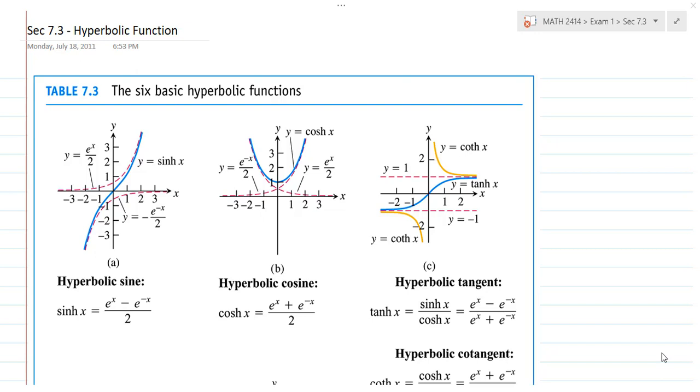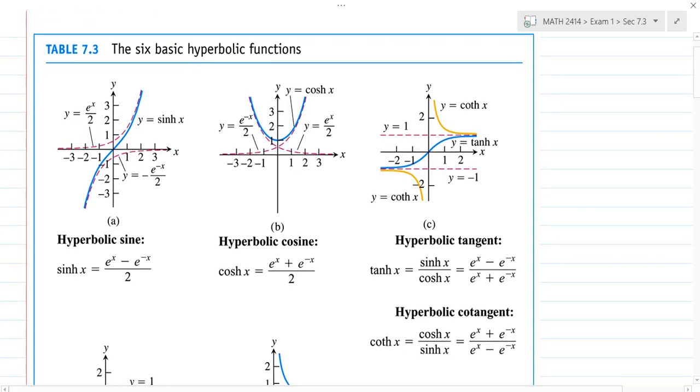So there are 6 basic hyperbolic functions. There's the hyperbolic sine. The graph of the hyperbolic sine looks like this, and it's written similar to sine, but it's sinh. That's how you pronounce this. It's sinh x. It's actually equal to an exponential function, e to the x minus e to the negative x divided by 2. So if you're working with a hyperbolic sine function, you can either work with the hyperbolic sine, or if necessary, go back to the exponential function that it's equal to.